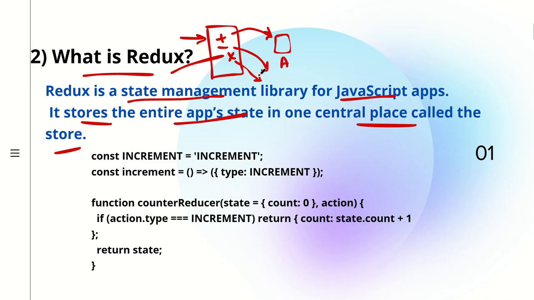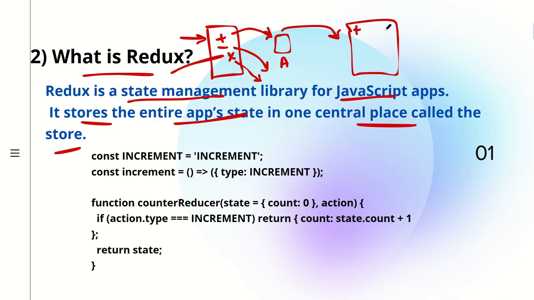So there will be multiple actions. What is the intent of doing that operation is determined by the action. Once the action is dispatched, it will go to the reducer. The reducer is where our logic is written. In the reducer we will check, for increment, what we are supposed to do and how we will store the value.